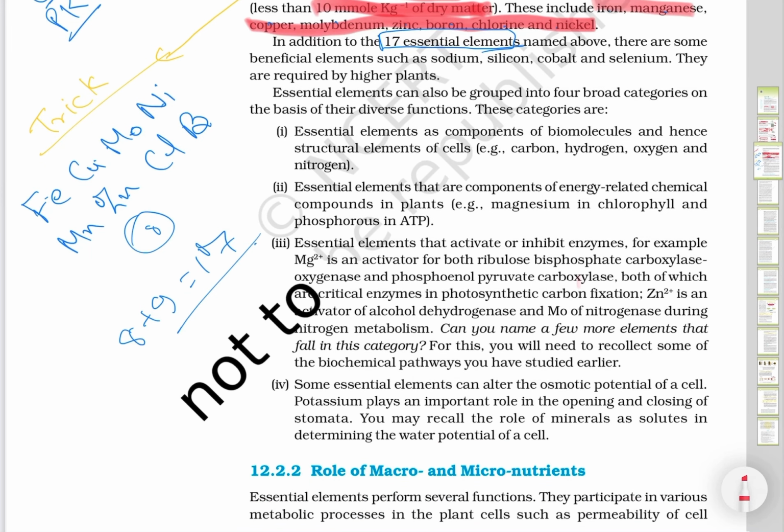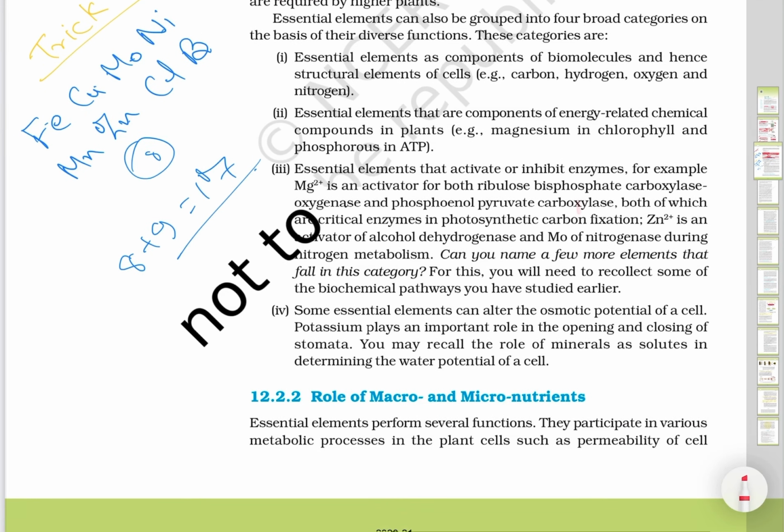Essential elements can also be grouped in 4 broad categories on the basis of their diverse functions. The first category is essential elements as components of biomolecules and hence structural elements of cells. These are carbon, hydrogen, oxygen, and nitrogen.